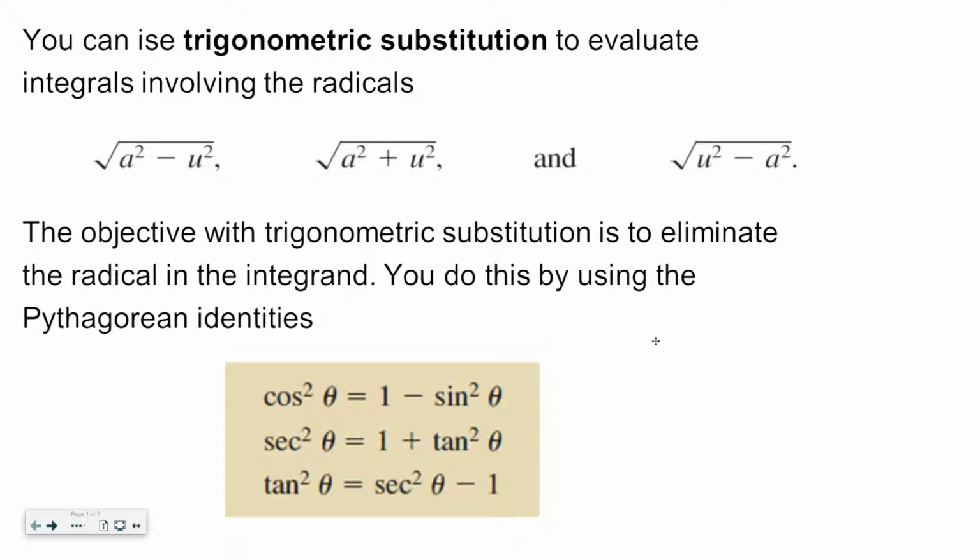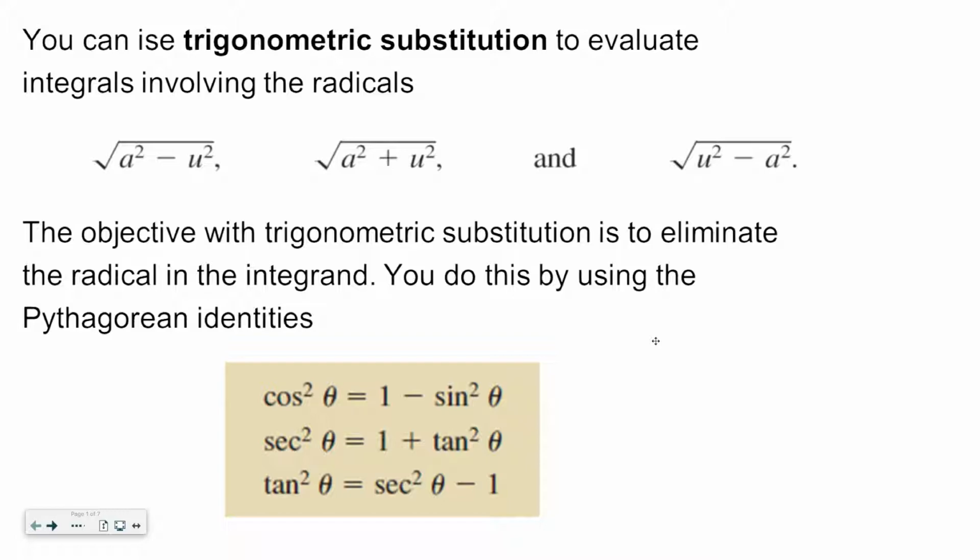The 3 versions of the trig identities that we're going to be focusing on would be cosine squared equals 1 minus sine squared. I think that is ingrained in your brain already anyway, right? But then, as we forgot yesterday, secant squared is 1 plus tangent squared, and then we can rearrange that.